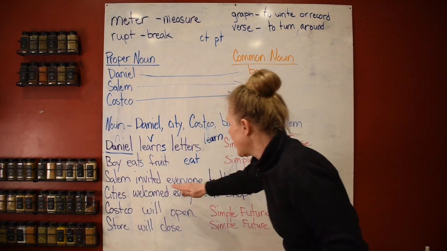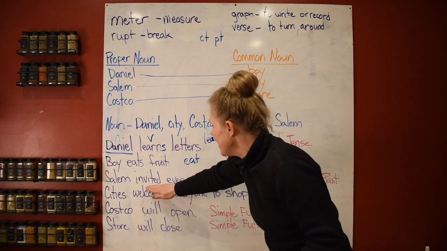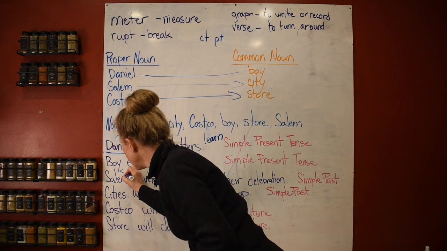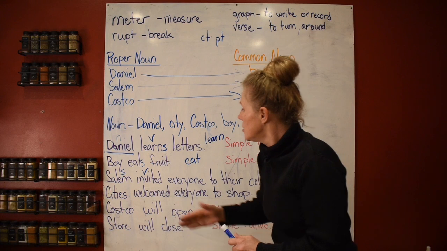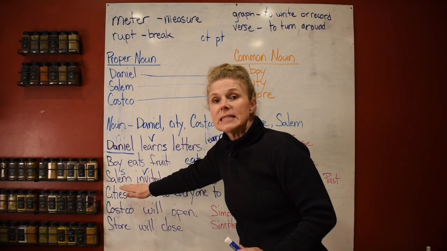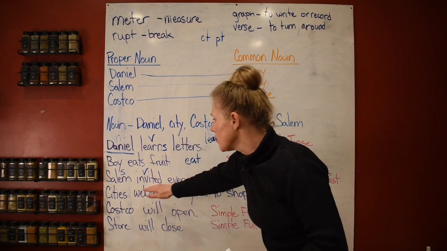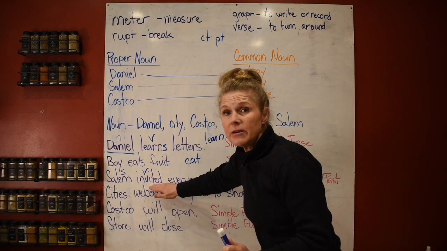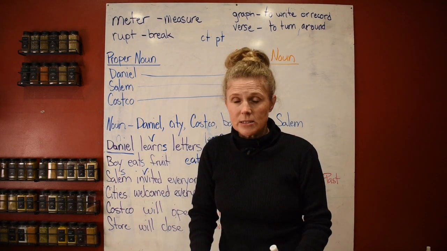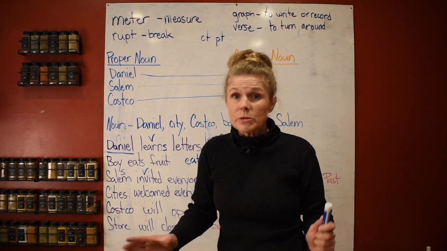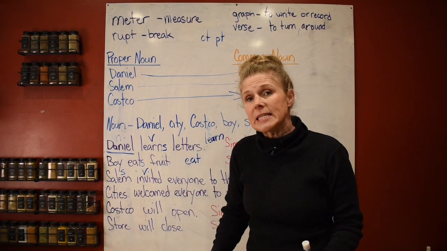Now, Salem invited everyone to their celebration. That is a city. And look, this is your subject and this is your verb. Salem invited. So this is the subject and this is the verb. This is the noun and this is the verb. Now all of our nouns fit in the subject position in a sentence. Now there will be lots of nouns that sit in different positions in a sentence, but no matter what, you need to know that the subject position of a sentence is a noun.